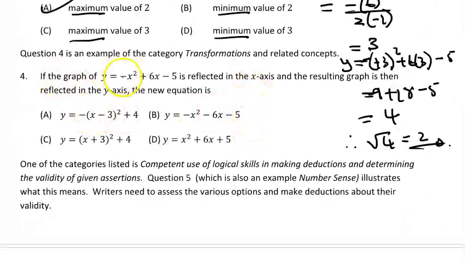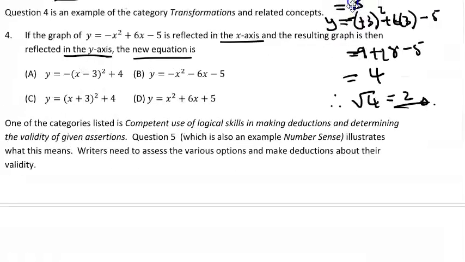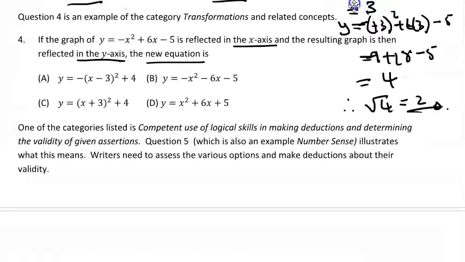Now let's look at question number 4. If the graph of y equals minus x squared plus 6x minus 5 is reflected in the x-axis, and the resulting graph is then reflected in the y-axis, the new equation is... All right, so here we're getting tested on transformations. So let's have a look at that.